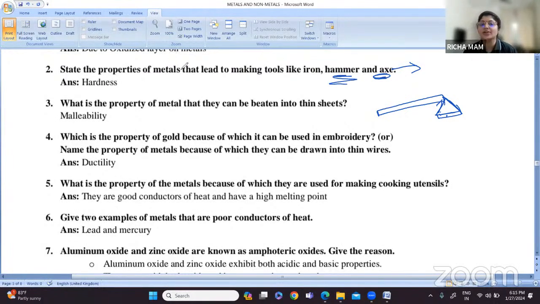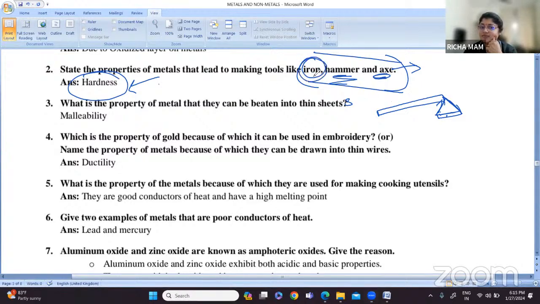So what is that property of metal which is helping to make these tools? Metals are very strong. That is due to their hardness. So metals are very hard, and because metals are very hard, they can be used in making tools like iron, hammer, and axe.